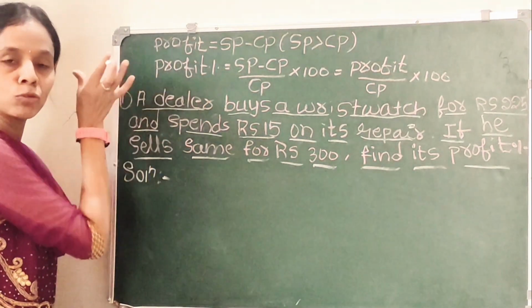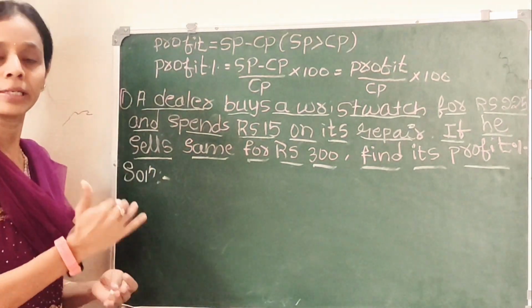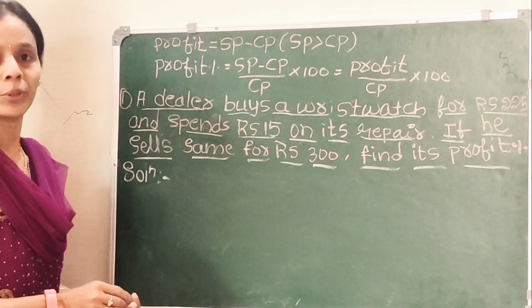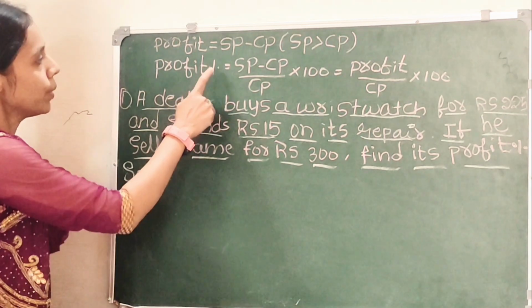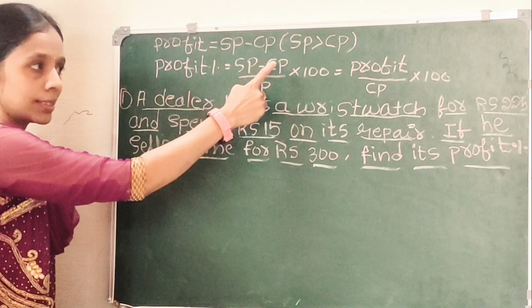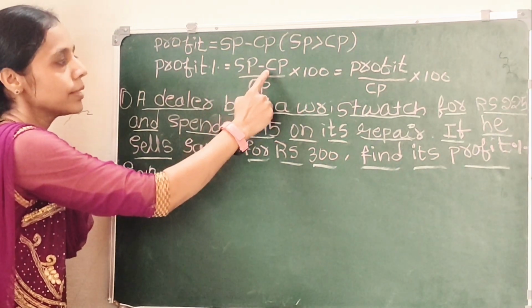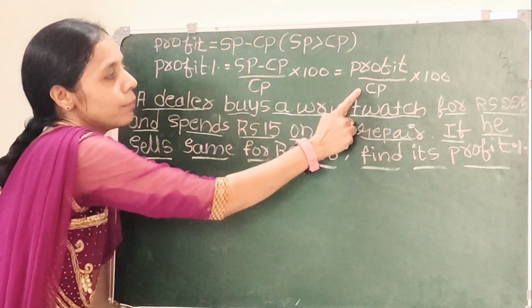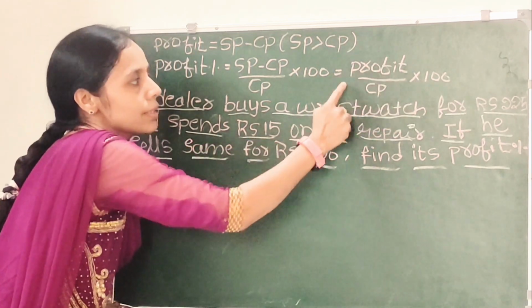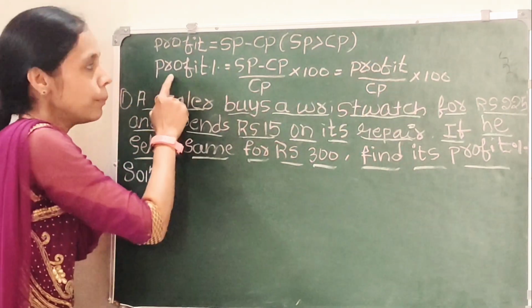Profit percentage means what? How much profit we take on 100 rupees. This profit we call profit percentage. Profit percentage is equal to SP minus CP, which means profit, divided by CP into 100. SP minus CP is profit. So profit divided by CP into 100 is the formula for finding profit percentage.